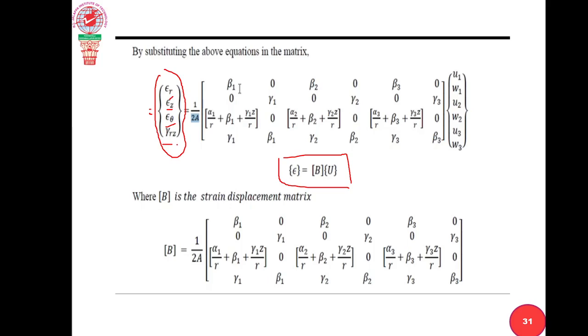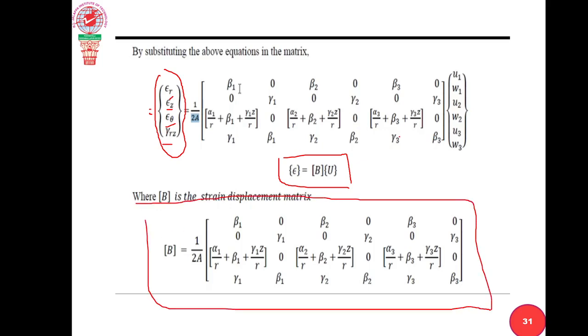And where B equal to what? B is called the strain displacement matrix. I think you already wrote that, so no need to write it again.